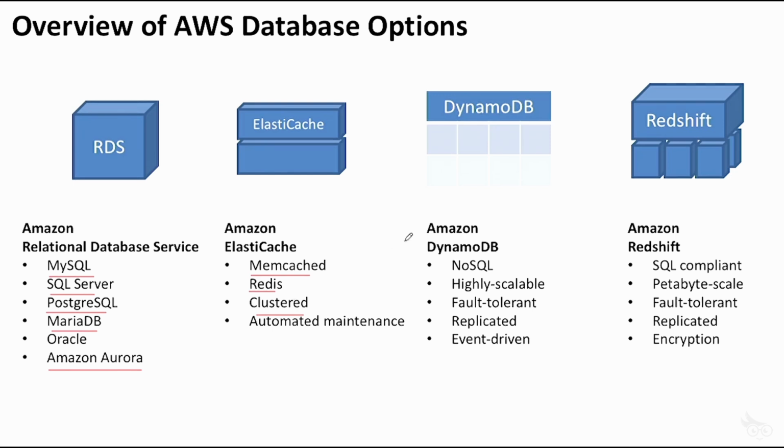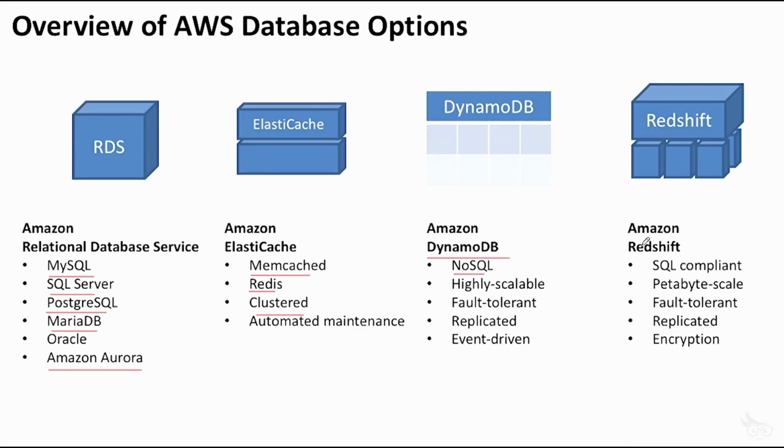We have Amazon DynamoDB, which is Amazon's NoSQL database. It is inherently highly available, fault-tolerant, very scalable. It is internally replicated across multiple availability zones, and it's also event-driven, so we can tie into events from DynamoDB and feed those into other services such as AWS Lambda.